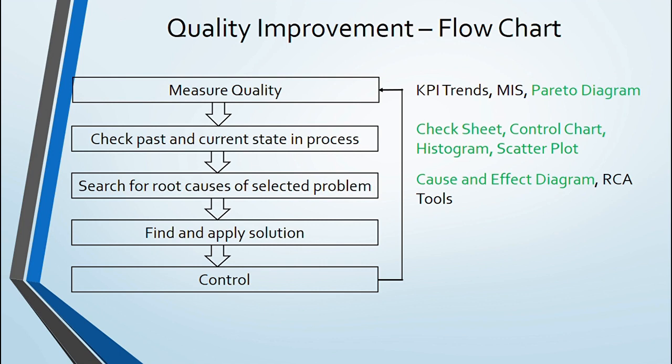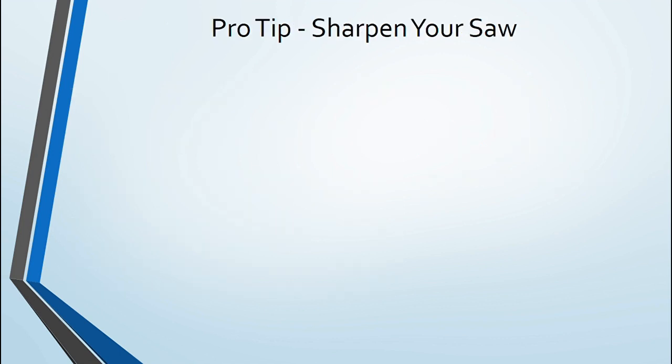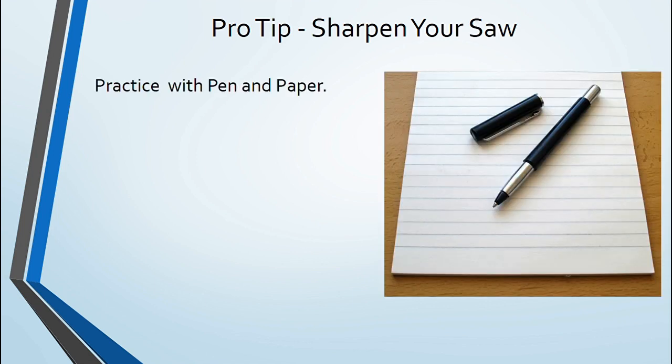Finally, we have come to the pro tip after all our tools. Now is the time for you to learn how to sharpen your saw, how to perfect your learning. The pro tip is: practice with pen and paper. Don't be surprised or confused.